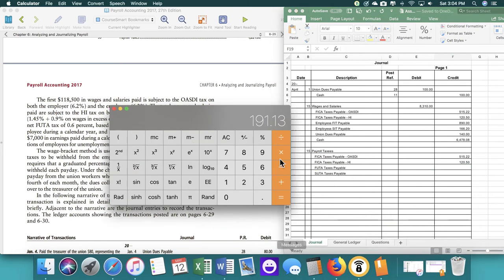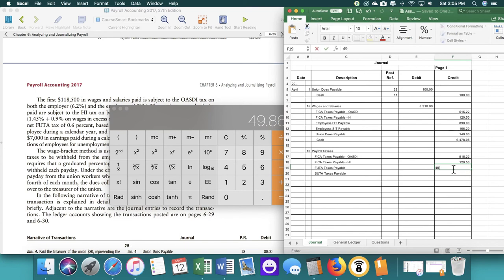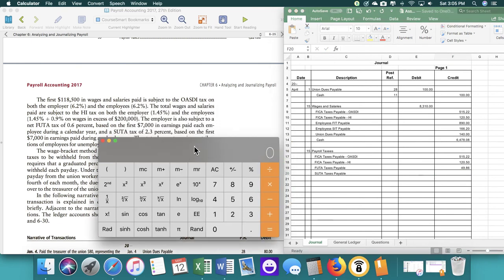So we have 8310 times 0.6% gives us 49.86 for federal. State percentage is 2.3, so we're going to have 8310 times 2.3% gives us 191.13.